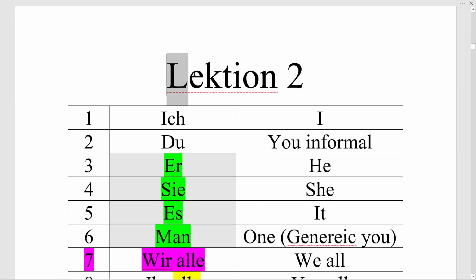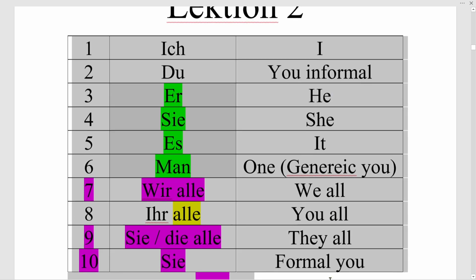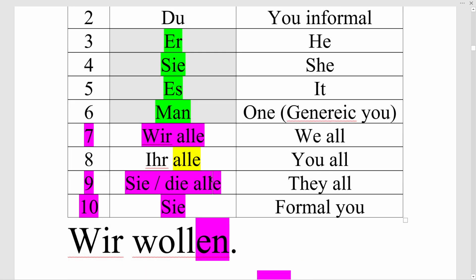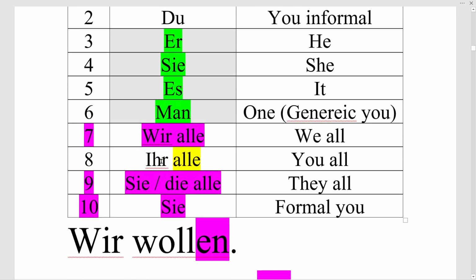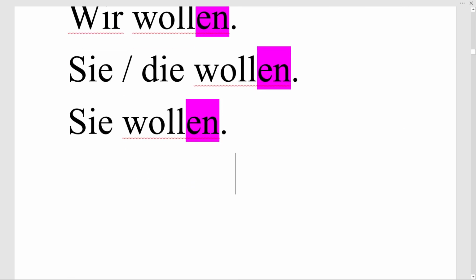So everybody, in lesson number 2, we talked about the subjective pronouns or subject pronouns in German. We basically talked about this system: ich, du, er, sie, es, man, wir, ihr, sie, and Sie. Now today we're going to talk about the simple present in German.